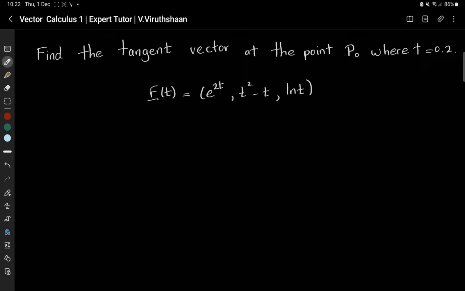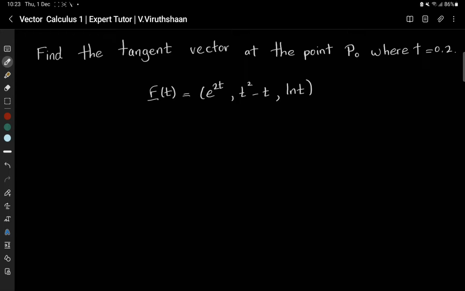In this video we are going to check how to find the tangent vector at a certain point P naught, where they have given the value of the parameter t to be 0.2. So I hope you already know about the vector.